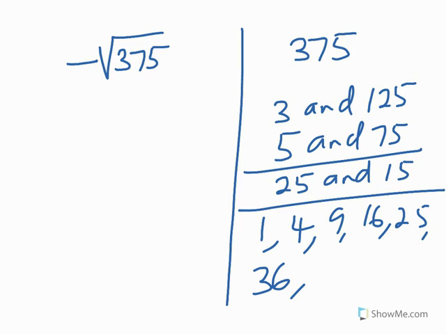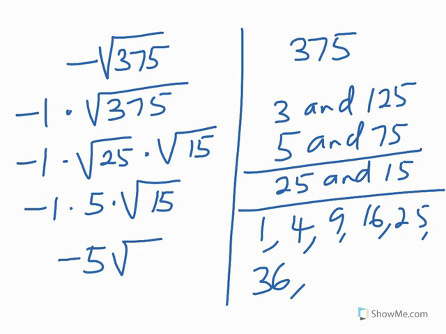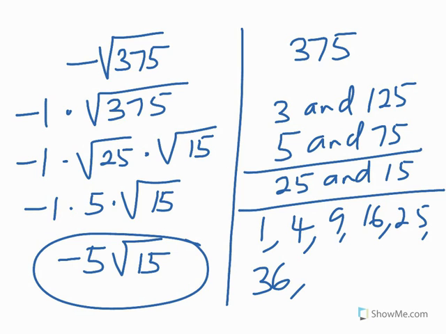So we just use 25 and 15, and this gives us negative 1 times square root of 375, negative 1 times square root of 25 times square root of 15, negative 1 times 5 times square root of 15, negative 5 square root of 15. Okay?